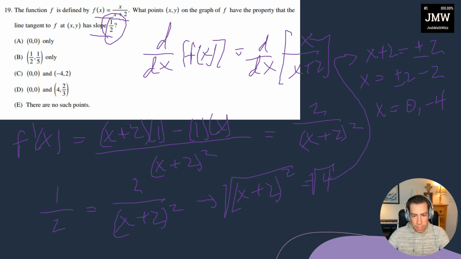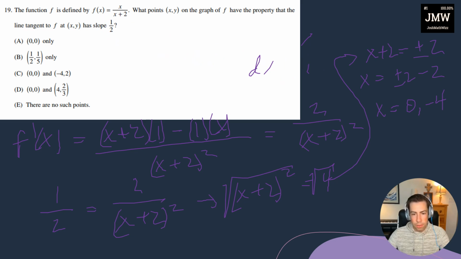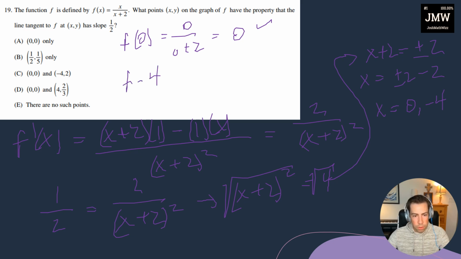Now I just want to go ahead and plug it back into the initial function and make sure that we don't get any divide by 0 errors or anything like that. So if I have f of 0, I'm going to get 0 over 0 plus 2, which is going to be 0, so that checks out. And then if I have f of -4, I'm going to get -4 divided by -4 plus 2, which is -4 divided by -2, which is going to be equal to 2.